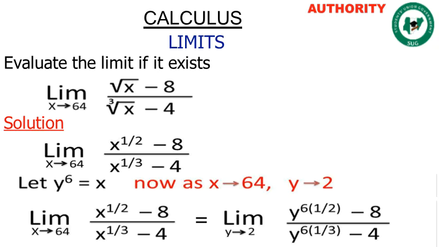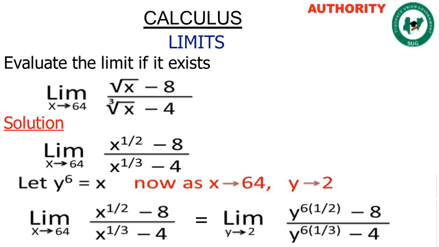Now we are going to have y raised to power 6, open bracket 1 all over 2, minus 8, all over y raised to power 6, open bracket 1 all over 3, minus 4. Is that clear? Yes. Now let's open this bracket. So we are going to have 6 times 1 all over 2. So 6 times 1 is 6, divided by 2 will give us what?